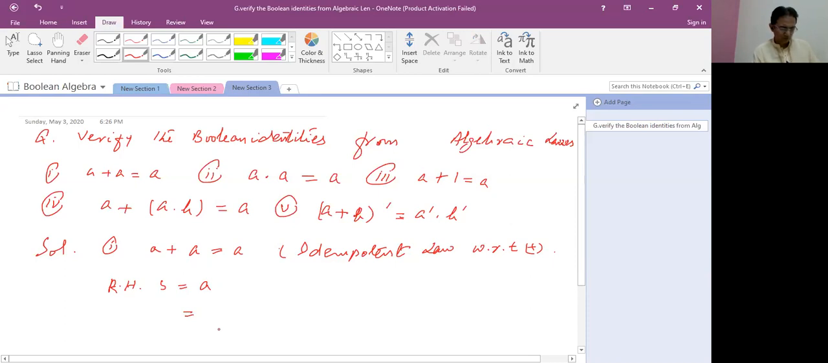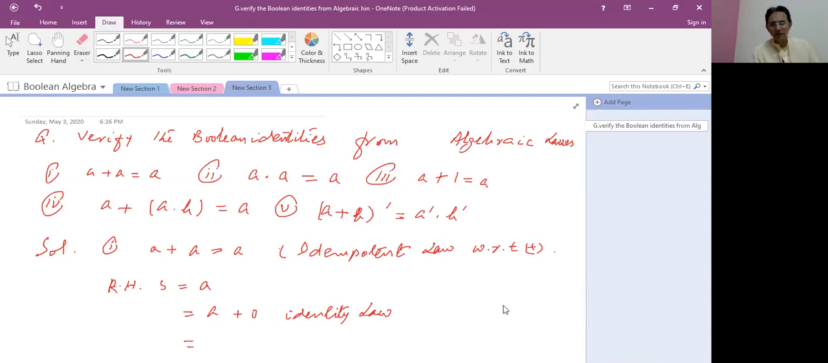If we add 0, it means no effect on the answer. So it means identity law. According to the identity law, A plus 0 means A. But similarly, as you know, A dot A complement equals 0 according to the complement law. So A plus A dot A complement equals 0.